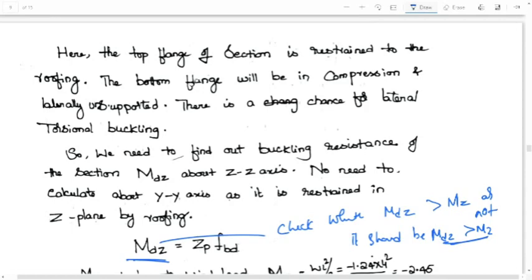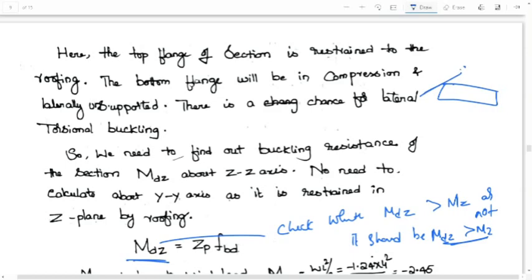Okay, so here the top flange of this section is restrained by the roofing. The bottom flange can be in compression and laterally unsupported. There is a chance of lateral torsional buckling, isn't it right? See, this is a member. Okay, here roofing sheets are going to be there.